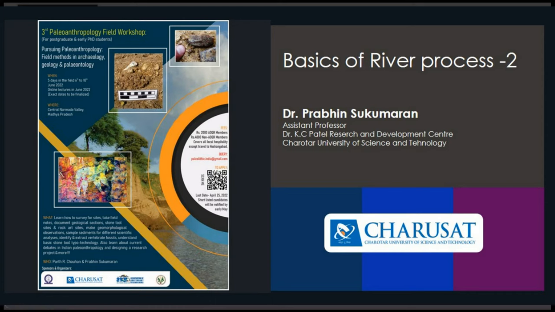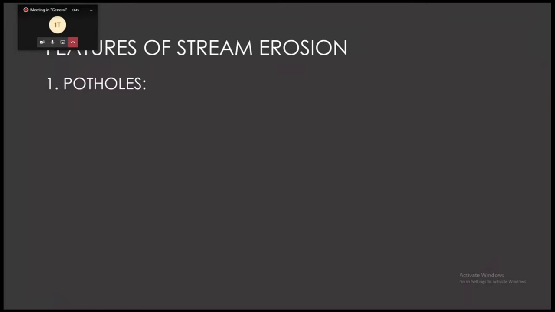So in today's lecture, we are going to discuss what kind of geological features or changes river erosion is making on the surface of our earth. Okay. So what are the processes done by erosion? They include hydraulic action, abrasion and attrition, three main processes, and chemical action is the next process, corrosion.